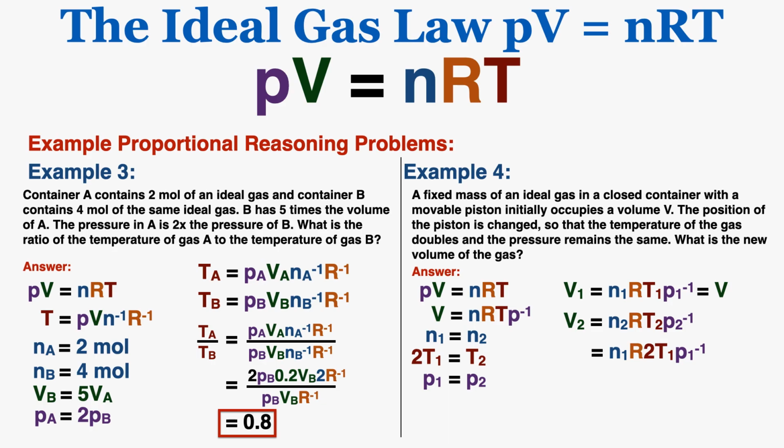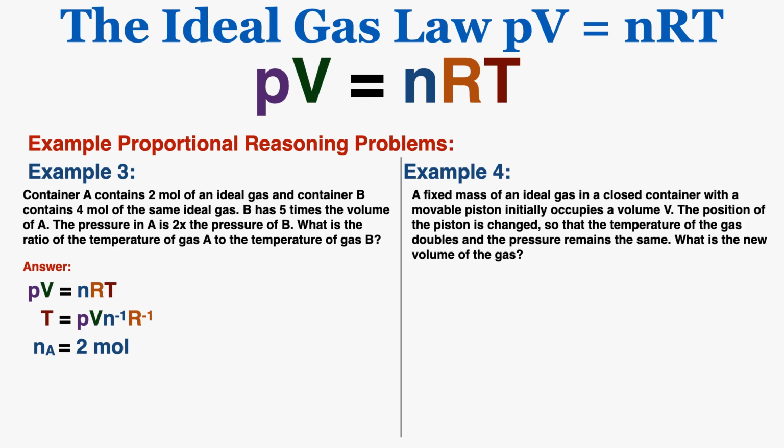The number of moles are the same. T2 is equal to 2 times T1, and the pressures are also the same. I can now isolate my equation for V1 by itself, so I get 2 times that equation for V1. So that means that the new volume is twice as large as the original volume. That's how you do proportional reasoning problems. And that's how you do all types of problems that appear in IB for the ideal gas law, PV equals nRT.